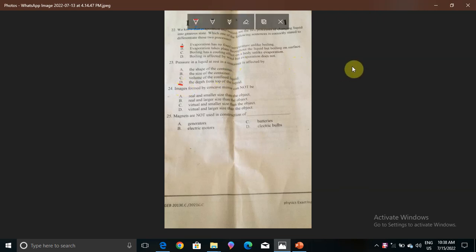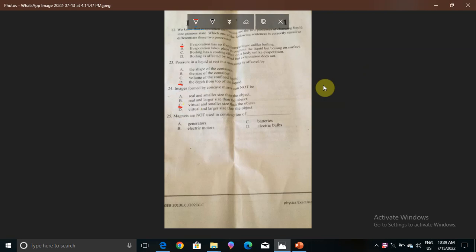Now question number 24 says, images formed by a concave mirror cannot be what? Real and smaller size than the object, or real and larger size than the object, or virtual and smaller size than the object, or virtual and larger size than the object. Which one will be the correct answer? It will be C, virtual and smaller size than the object. So the correct answer for question number 24 is C.